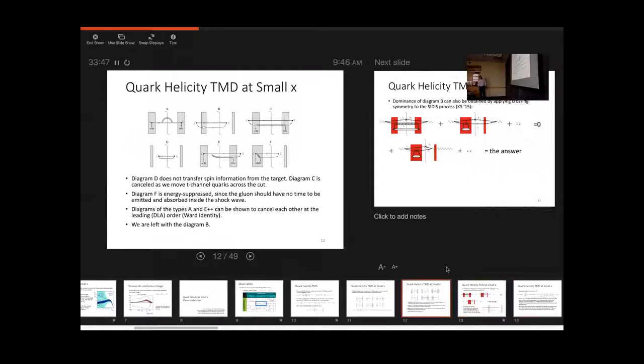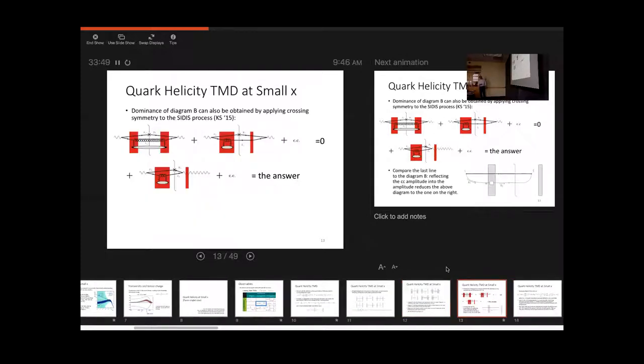This could also be obtained if we define a TMD not through the operators but by doing SIDIS, a semi-inclusive deep inelastic scattering process. In other words, we have a deep inelastic scattering process where we're producing a quark and tagging that quark. So we're looking at the differential quark production cross-section with a given transverse momentum. And if we're interested in a longitudinal spin-dependent part of the process, we can draw diagrams.